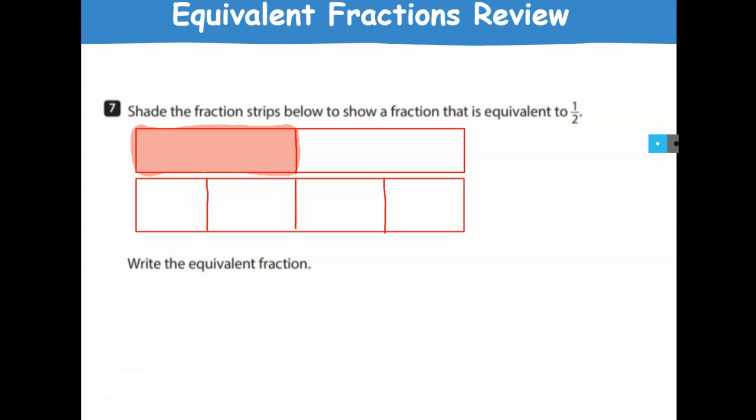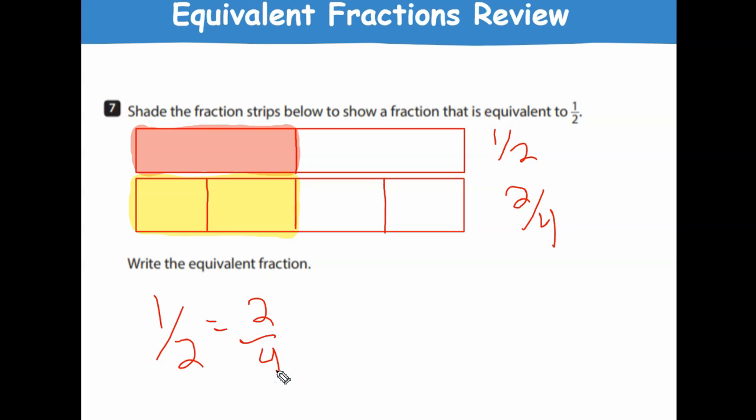So if I highlight the bottom part right here, if this is a half right here, what's the fraction for the bottom one? What is it? 2/4. So 2/4 is equal to a half.